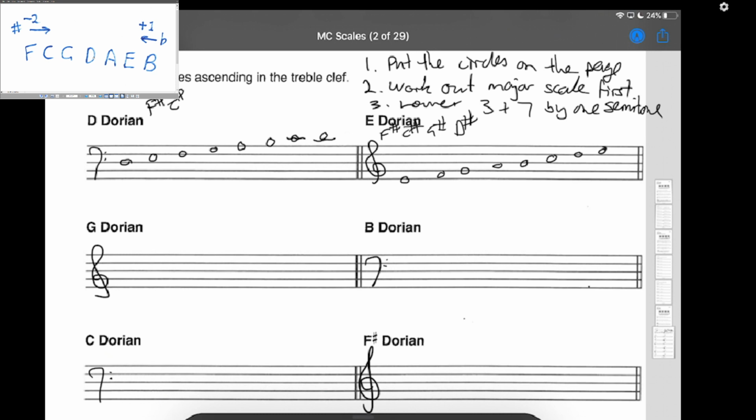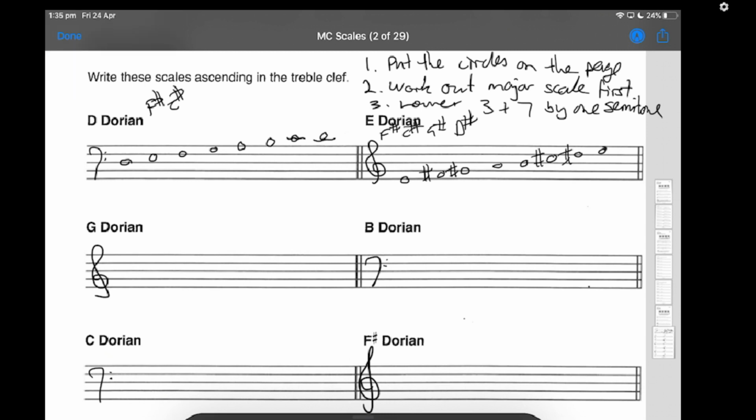So I can actually write these sharps on today because I can easily erase them again. So what would the E major have needed? It would have needed F sharp, C sharp, G sharp, and D sharp. Cool. So I can take away those sharps again. And now we just do step 3, which was lower the 3rd and the 7th.